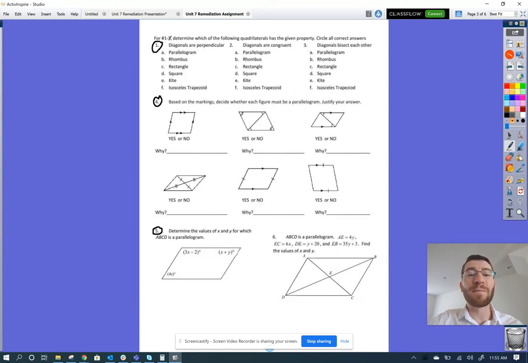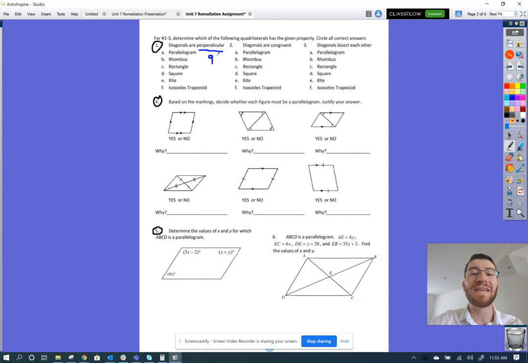So for numbers 1 through 3, we want to determine which of the following quadrilaterals has the given property. We want to circle all correct answers. Now, some people think that they just have to memorize all of these facts about all these quadrilaterals, and I find that that's really difficult. So I actually suggest that we carefully read the problem. We underline what given information we have, what we want to find. We want diagonals that are perpendicular.